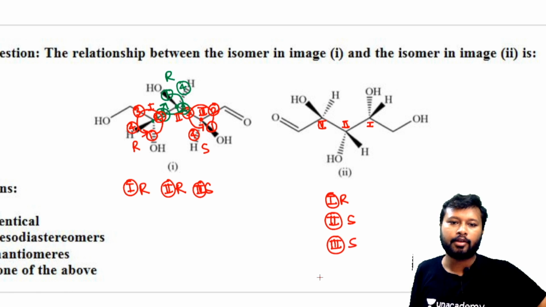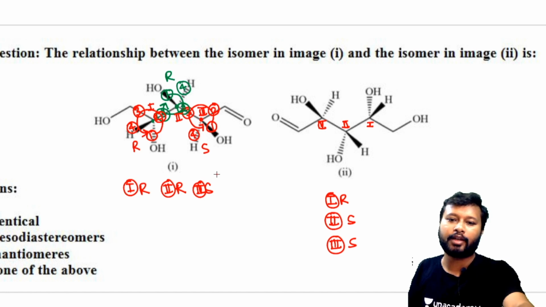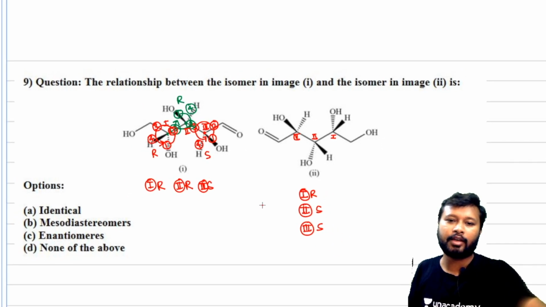Okay, now if you just look at both the molecules, here first is R, here also it is R, here second is R, it became S, here third is S, it remained S. So it looks like they could have been identical if this would have been R in this case, right?